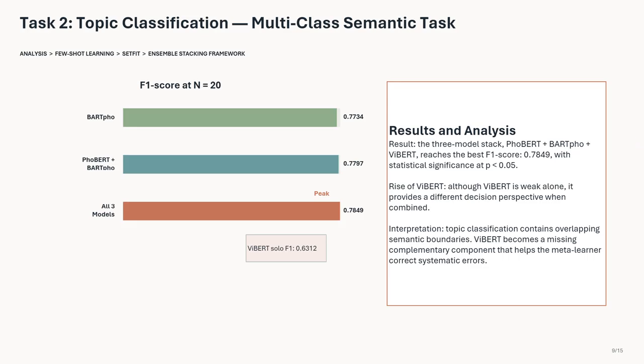For topic classification, the result is different. The best result comes from combining all three models: PhoBERT, BARTpho, and ViBERT. This ensemble reaches an F1 score of 0.78 at N20. Although ViBERT is weak when used alone, it becomes useful inside the ensemble because topic classification has more complex semantic boundaries. ViBERT provides a different view. This helps the meta-learner correct some mistakes from the stronger models.